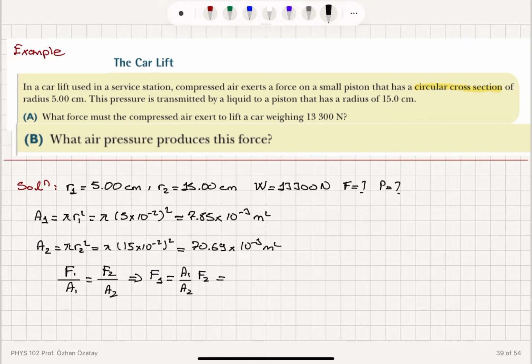If we plug in the numbers, we have an area A1 of 7.85 times 10 to the minus 3 meters squared, A2 of 70.69 times 10 to the minus 3 meters squared, and F2 is basically the weight of the car, 1.33 times 10 to the 4 newtons. This gives us a force F1 of 1.48 times 10 to the 3 newtons.